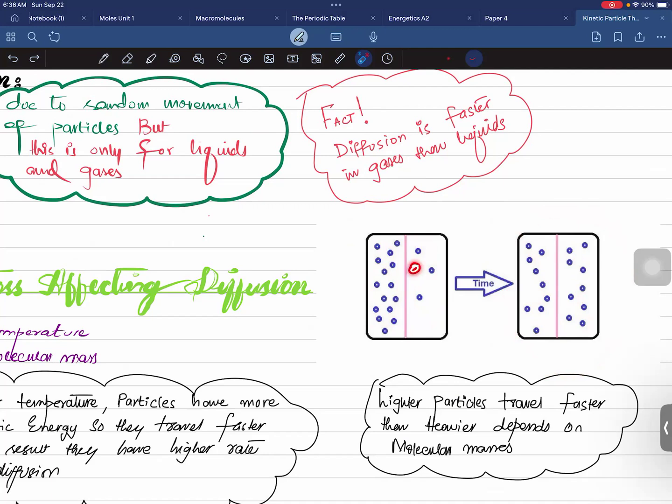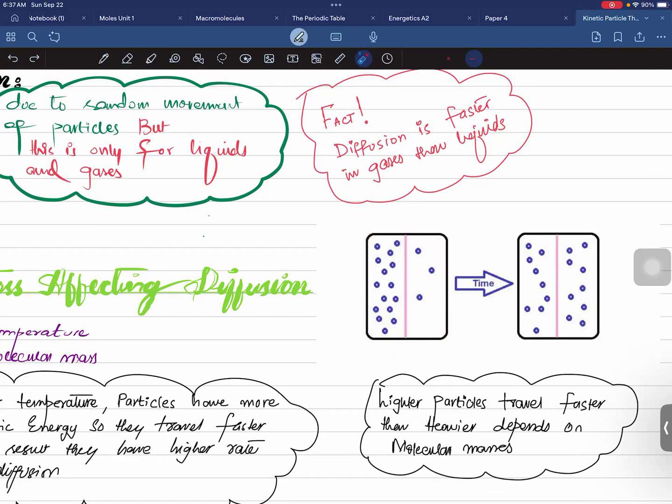What if we had the same number of particles in both compartments, meaning they have the same concentration? Then diffusion would not happen. Why? Because diffusion needs a gradient, diffusion needs a difference. In the first compartment we must have more particles, meaning higher concentration, and in the second compartment a lower concentration, meaning a small number of particles. Then the particles would start to move from higher to lower.